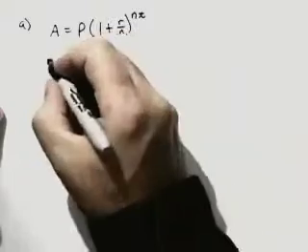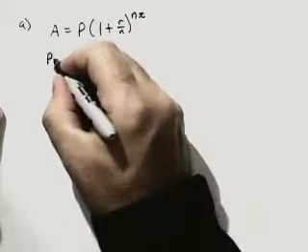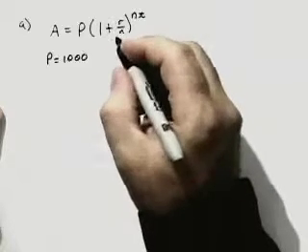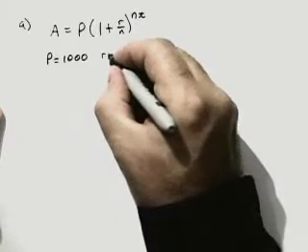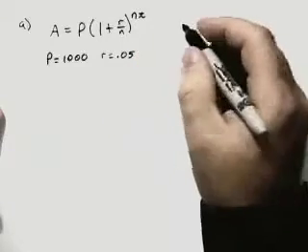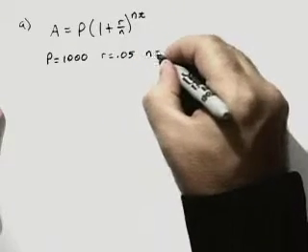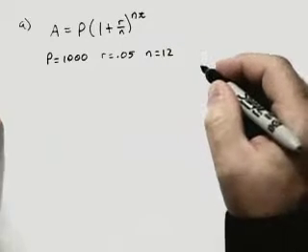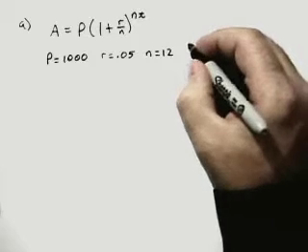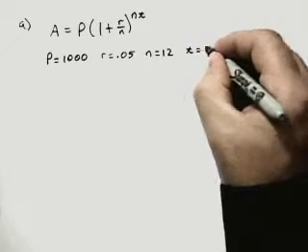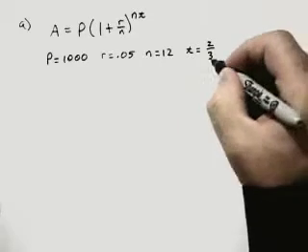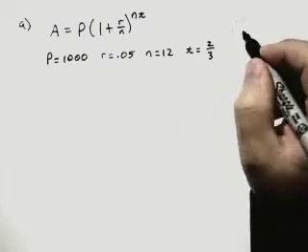So in Part A, we were investing $1,000, so P is equal to 1,000. We were told that the interest rate was 5%, so R is 0.05. We're compounding monthly, that's 12 times per year, so N is equal to 12. And we want to determine how much we have after 8 months. In this case, T is going to equal 2/3, because 8 months is 2/3 of a year.